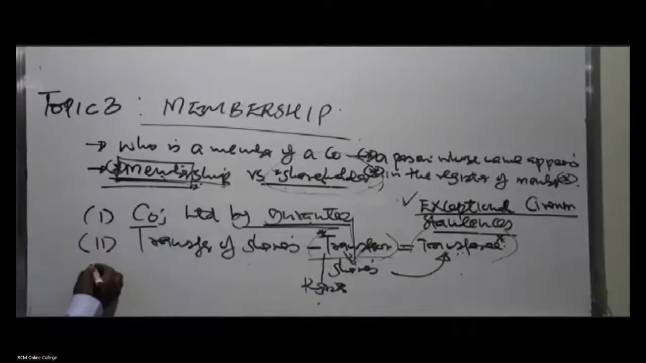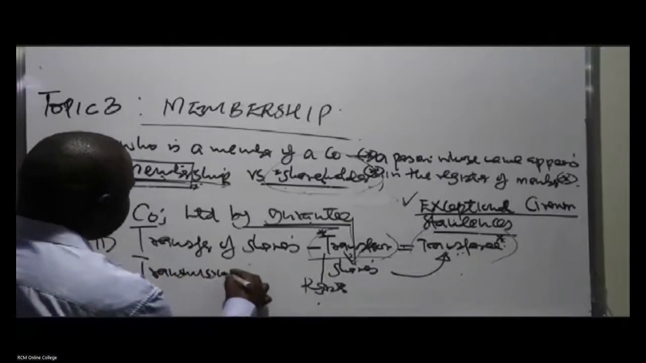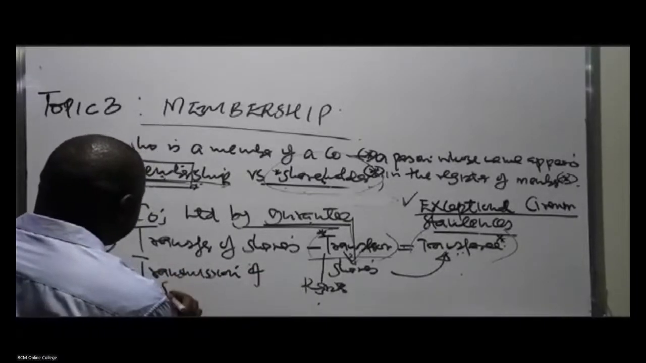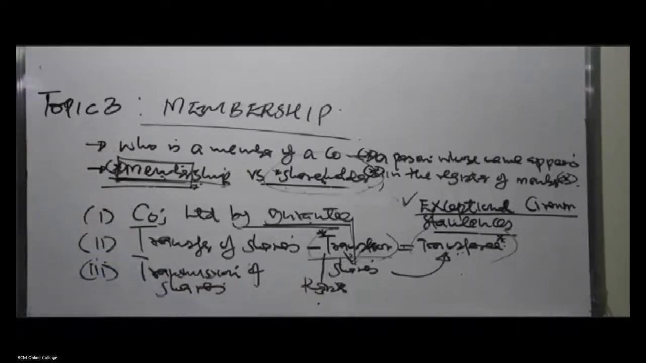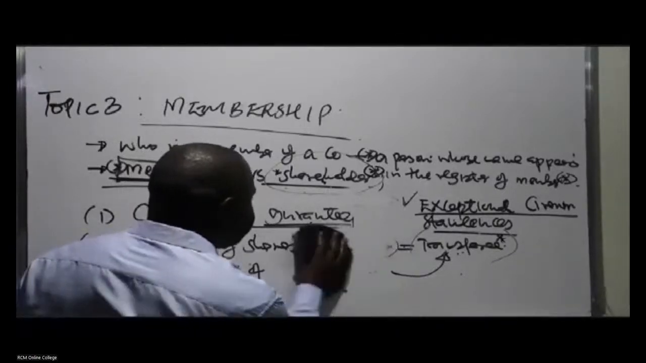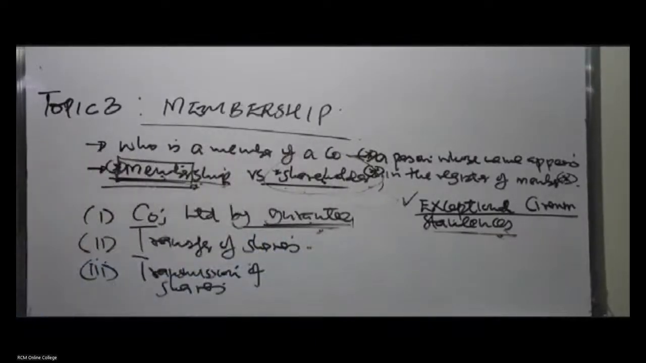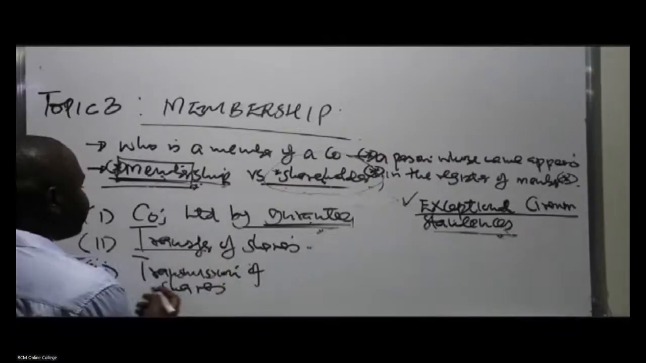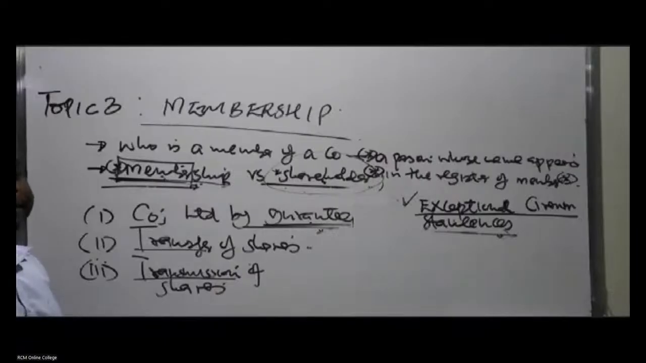Another situation, number 3, is under what you refer to as what? Transmission of shares. Transmission of shares is almost similar to what? Transfer of shares, but they are not in this case the same. Of course, we'll delve deeper into this in our next topic, which is actually topic number 4. But this is what you have to take note of regarding transmission of shares. Take note, we have transfer and you have what? Transmission. So don't confuse the two and you end up saying they are the same.